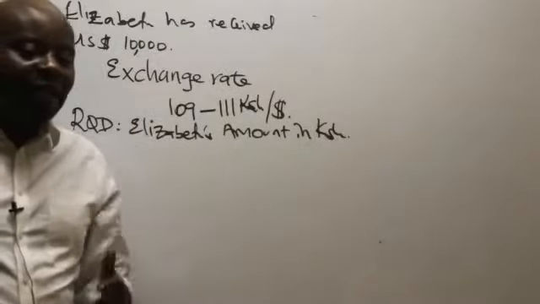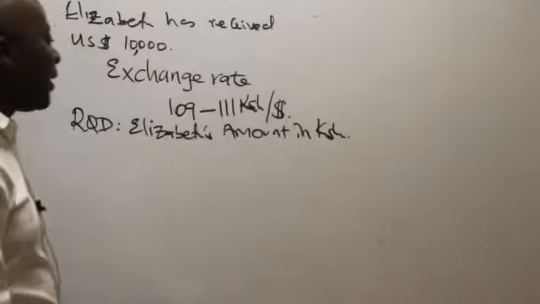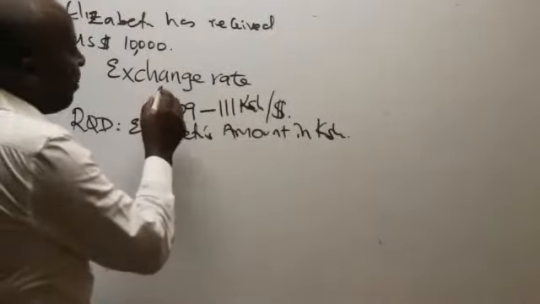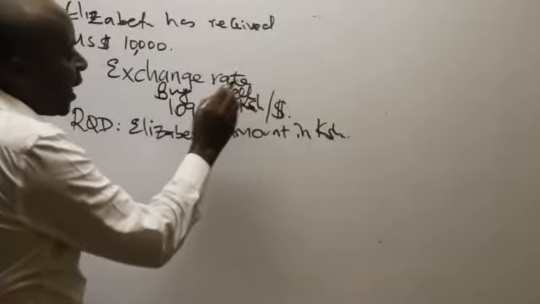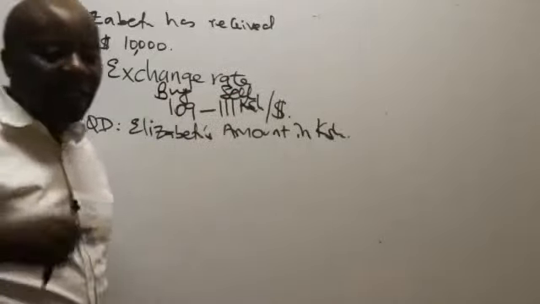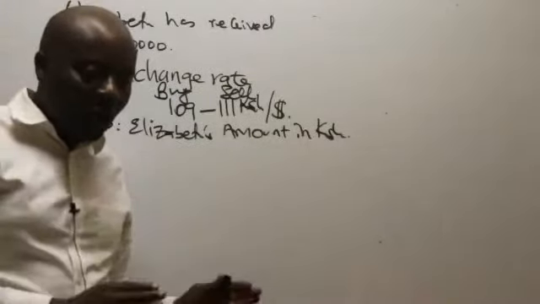They are right. 109, the smaller one, becomes the buy. So this becomes the buy and this becomes the sell. They buy low and they sell high. I love that. They buy low and they sell high.